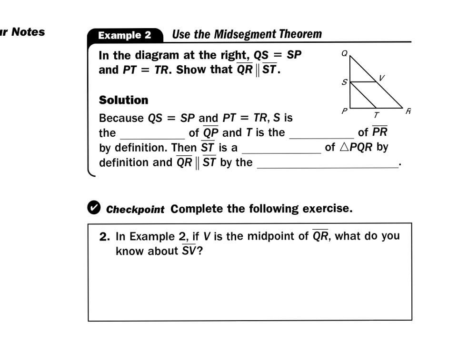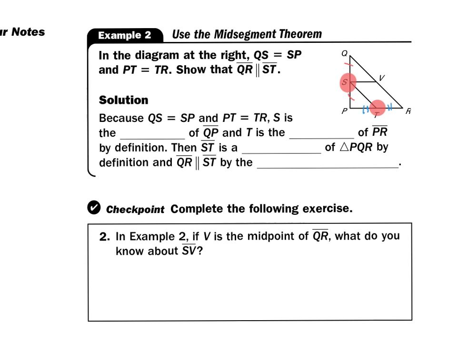Now let's look at this example. In the diagram at the right, QS equals SP. QS is right here, and that equals SP. And PT is here. That equals TR. So that tells me something about S and T, right? They must be midpoints of both, and therefore the segment ST is the midsegment. So now I have to show that QR and ST are parallel.